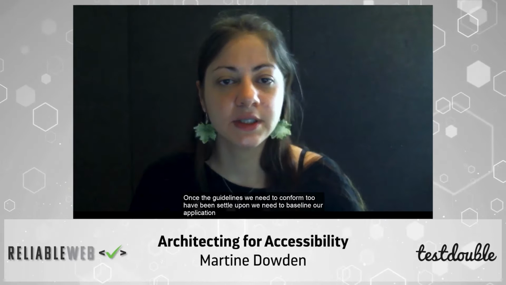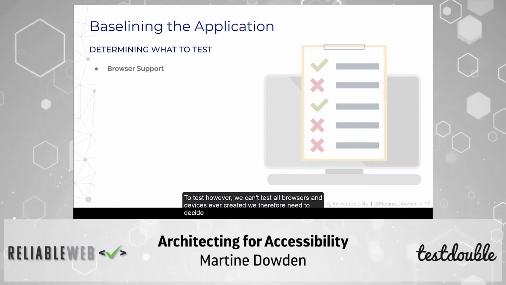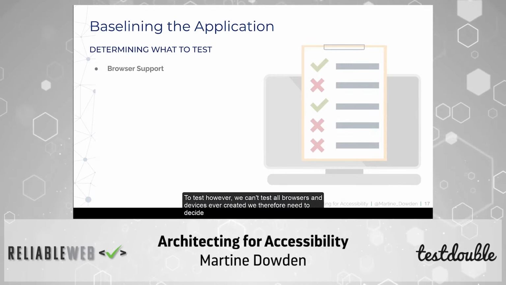Once the guidelines we need to conform to have been settled upon, we need to baseline our application. Actually understand what the current state of things is so we know what we're going to need to fix. Similarly to security, for example, accessibility does not happen by accident. If you have not taken it into consideration during your development, you will have errors in areas that need improvement. To test, however, we can't test all browsers and devices ever created.